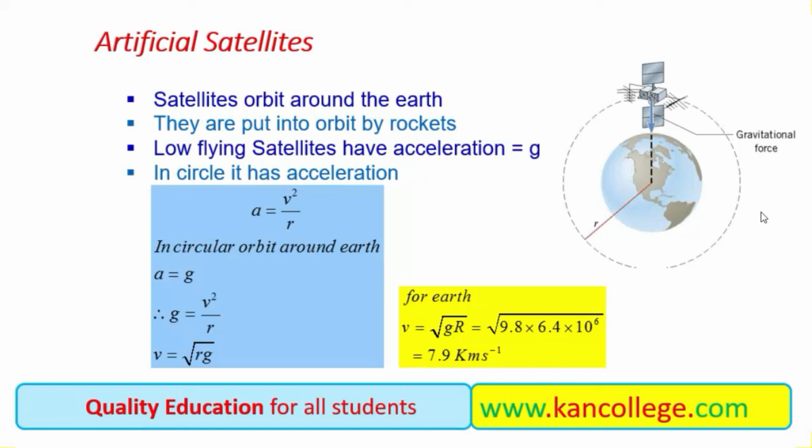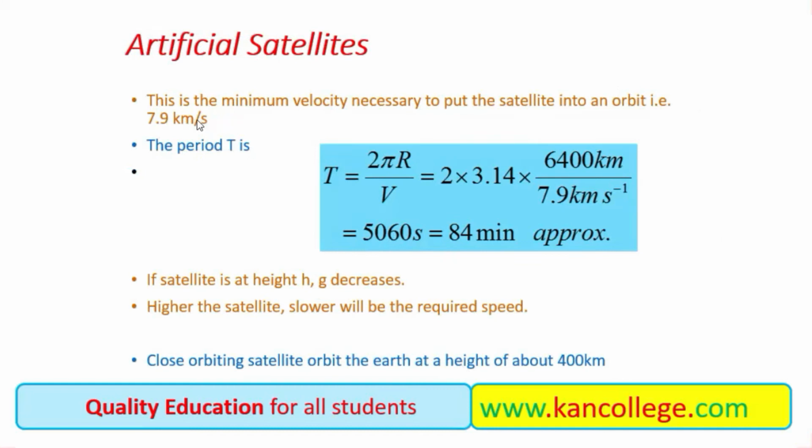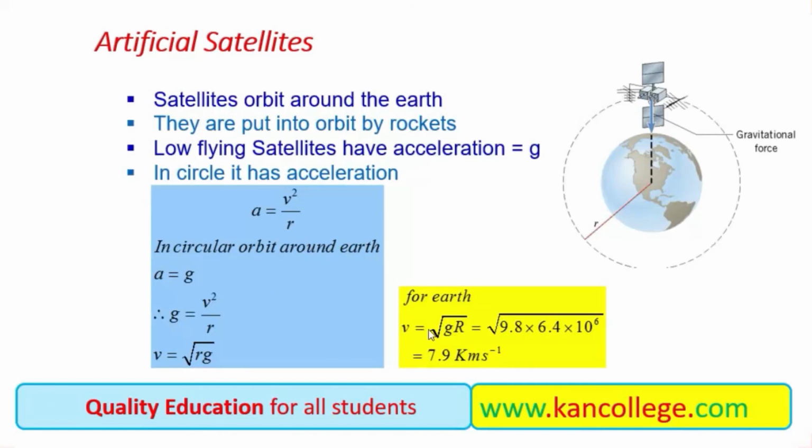If a body is thrown with such a high speed near the Earth, then the body will rotate and it will not fall down on the Earth. This type of satellite is known as an artificial satellite near the surface of the Earth. But the satellite has to move with so much velocity. This is a very fast velocity. This is the minimum velocity necessary to put the satellite into orbit, that is 7.9 kilometers per second.